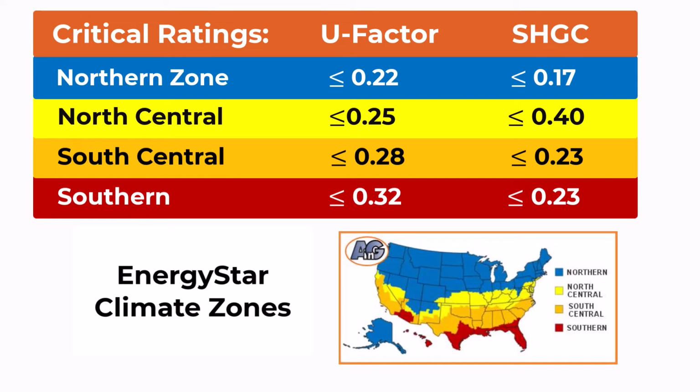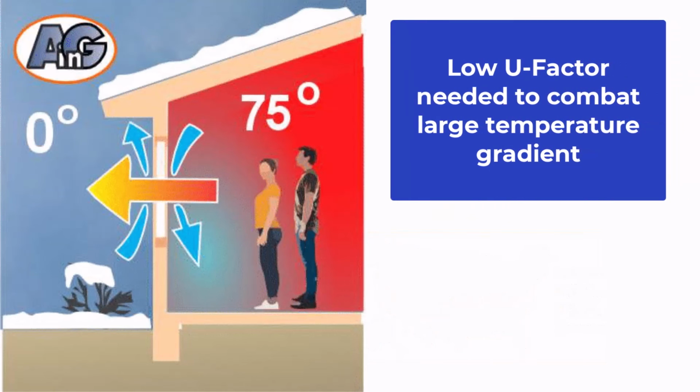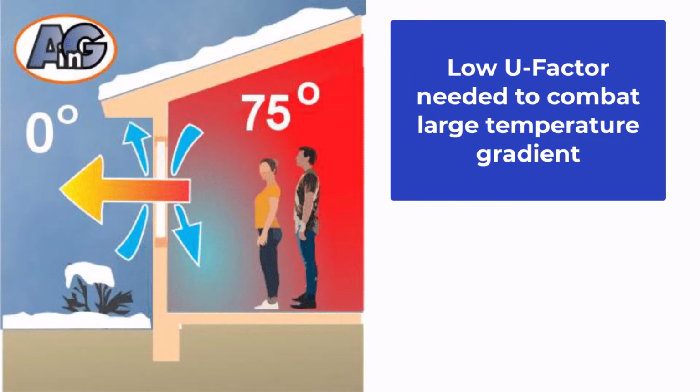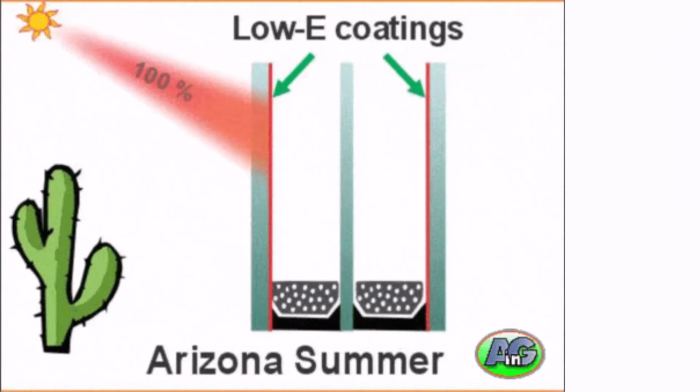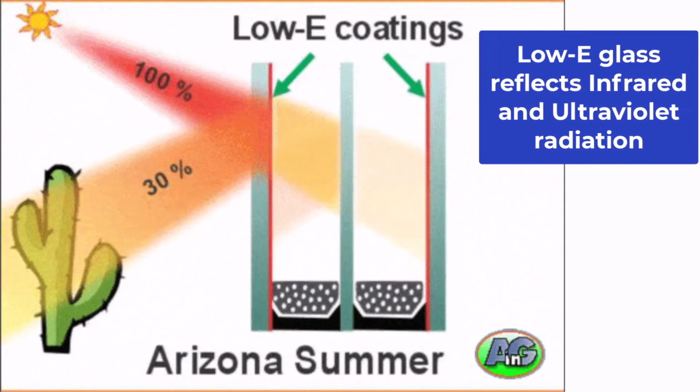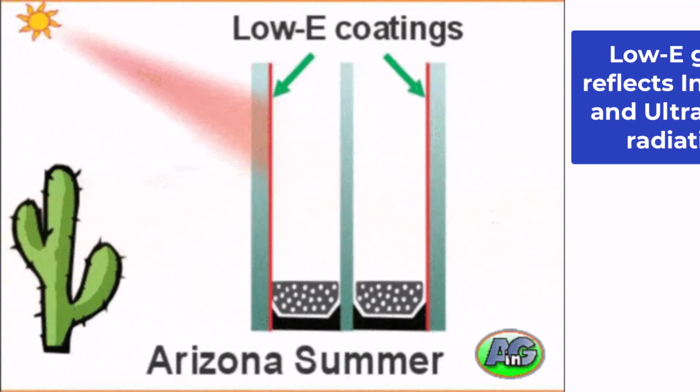Now, the takeaway from this is that in frigid Minnesota winters, you need a very low U factor to keep your precious heat inside your house, whereas in the scorching hot Arizona summers, you need a low solar heat gain coefficient to keep the hot sun out. Your final choice is somewhat complicated, but I'll leave you with a few takeaways.